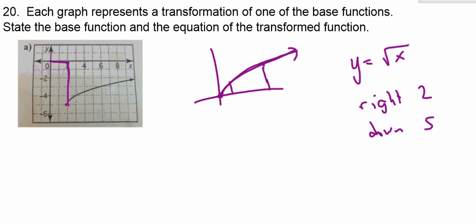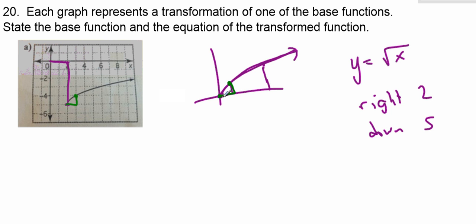Now, but a little tougher is to find out if it's been vertically stretched or not. So normally, from 0, 0, you go over 1, up 1, because the square root of 1 is 1. So from here, do I go over 1 and up 1? Yes, I do. That seems to suggest that I haven't stretched it at all.